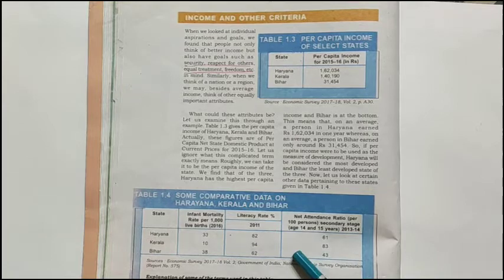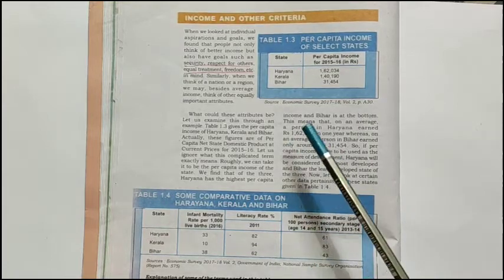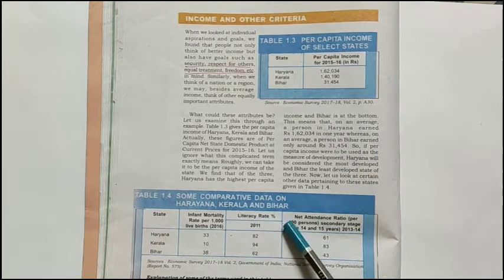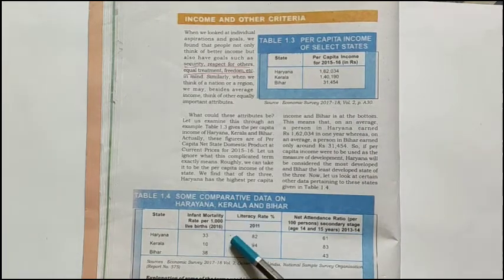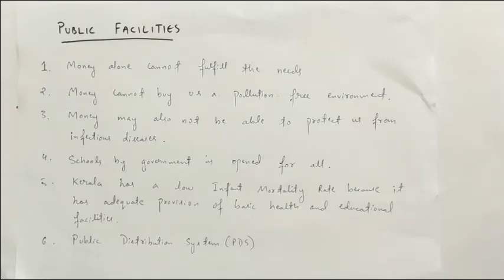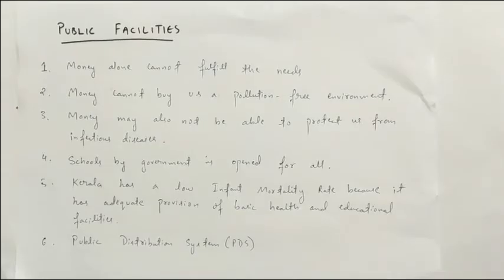So, in these tables, you have seen that even if the per capita income is high, in the other criteria, Kerala is leading. Our next topic is public facilities. What are public facilities? Public facilities are those which are provided by the government to satisfy the collective needs of the people. Example, hospitals, schools, community halls, etc.